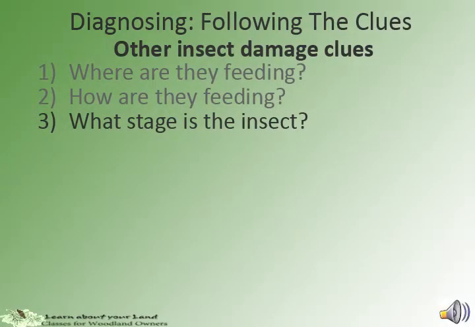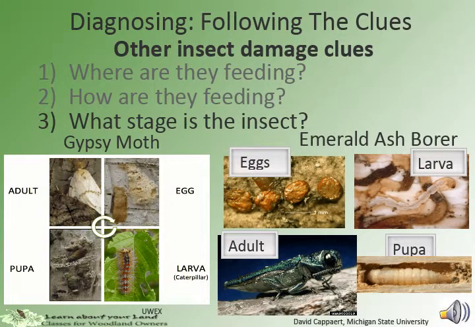One final clue is to determine which stage the insect is in. Sometimes this will help in determining how to fight the insect. The 4 stages are seen here: egg, larva, pupa, and adult.